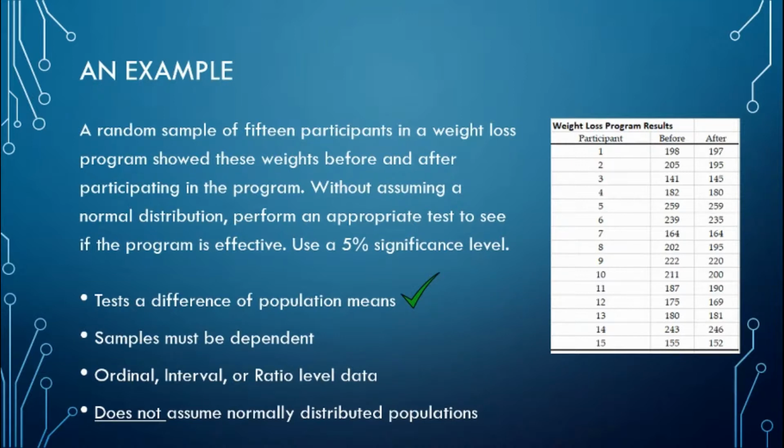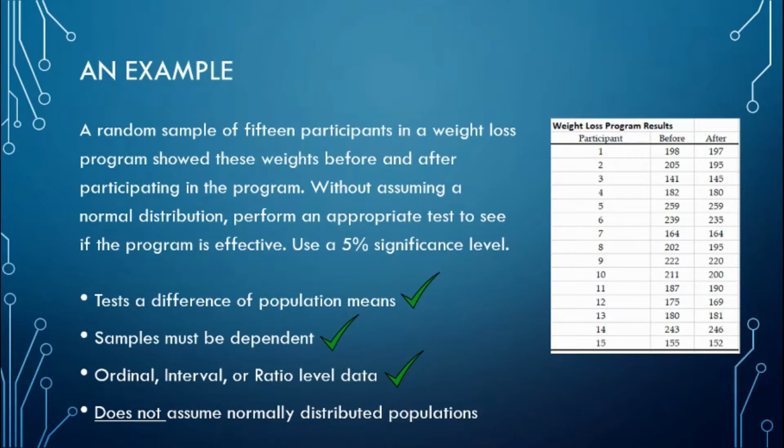2. The samples must be dependent. In this case, yes, each pair of samples is linked to one participant. We have a before for participant 1 and an after for participant 1, and the same for 2 through 15. So our samples are dependent on one another. 3. Is our data of an ordinal, interval, or ratio level? It is. It's numerical values which we can count, and therefore it will meet that criteria. And 4. Does not assume normally distributed populations. As mentioned in the question directly, this is in fact the case. So, we can use a Wilcoxon signed rank test.